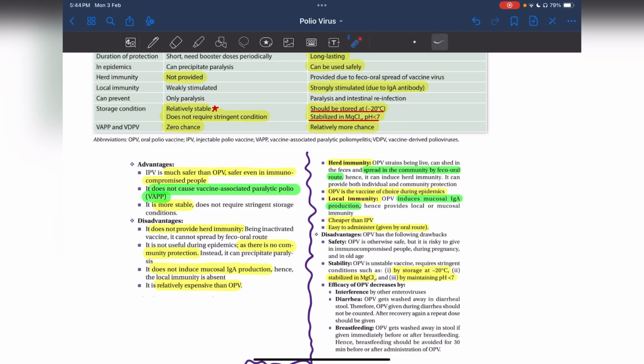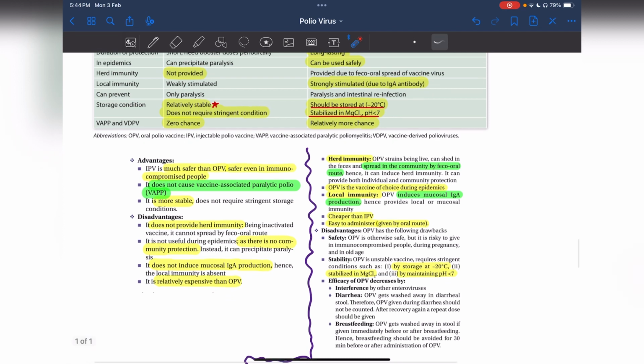While opposite to this, in OPV there is herd immunity because there is spread in the community by the fecal-oral route. OPV is the vaccine of choice during epidemics. IPV cannot be used in epidemics, while OPV can be used in epidemics. OPV induces mucosal IgA production, that is why it stimulates local immunity. It is cheaper than IPV and easier to administer as it is given by the oral route.